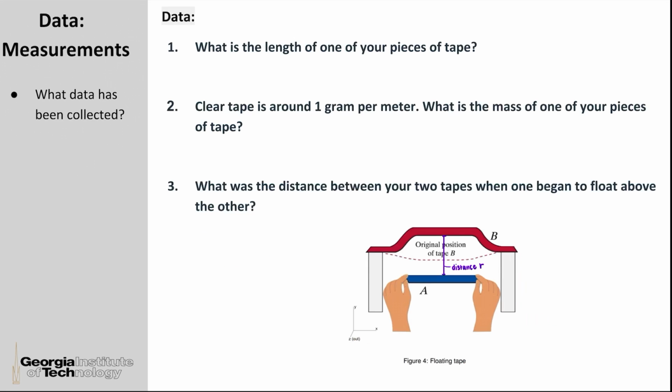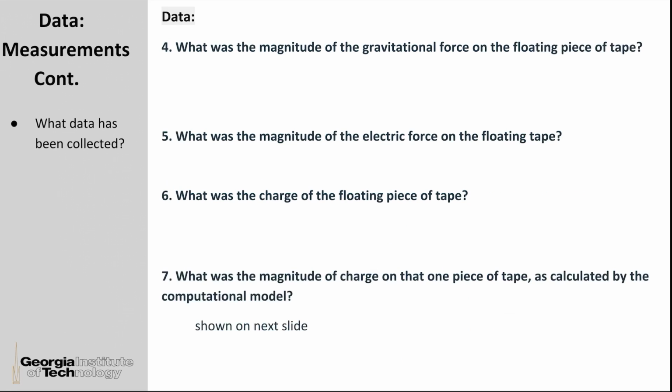The first piece of data collected was the length of the piece of tape, which was an average value derived after multiple trials. We were able to then determine the mass of the piece of tape based on the length, which was calculated to be this value shown. And as previously stated, the distance between the two charged tapes, known as R, was recorded as well. The gravitational force utilizes the equation mass times gravity, giving us this value shown.